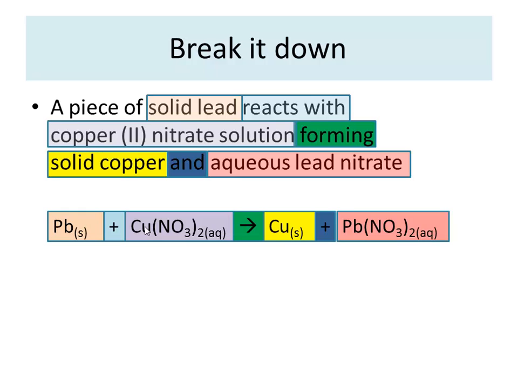Because we have the substances reacting together, forming something else. So our reactants here are lead solid and copper 2 nitrate. They come together to form copper solid and lead nitrate. Does this make sense, guys? Do you guys see how we came to that?